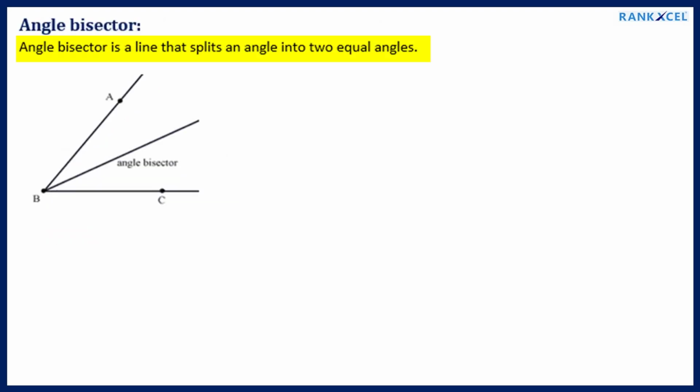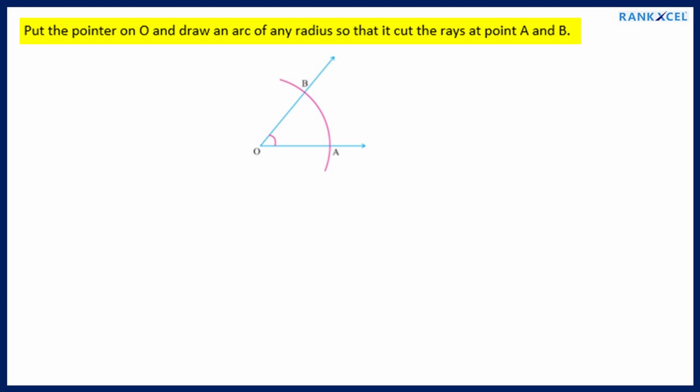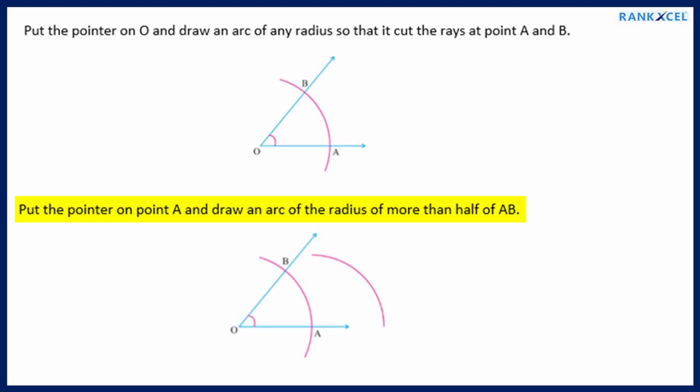Angle bisector. An angle bisector is a line that splits an angle into two equal angles. Construction of angle bisector using a ruler and a compass. First draw the angle bisector of angle O. Put the pointer on O and draw an arc of any radius so that it cuts the rays at points A and B. Put the pointer on point A and draw an arc of a radius more than half of AB.